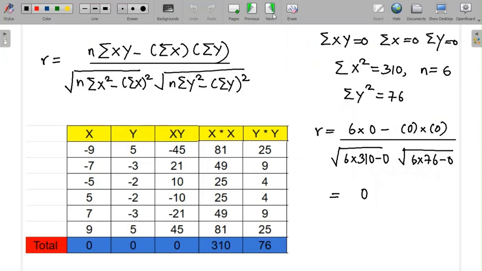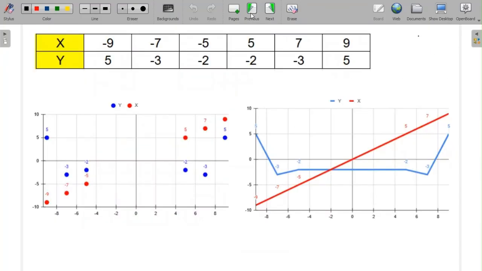As it happens, the values of x add up to give us 0. Values of y add up to give us 0. Values of x times y give 0. Squares of x give 310. Squares of y give 76. Using them here, we see that our value simplifies down to 0. That just shows that there is no correlation between x and y, which was available to us through the hint that we got from the chart.